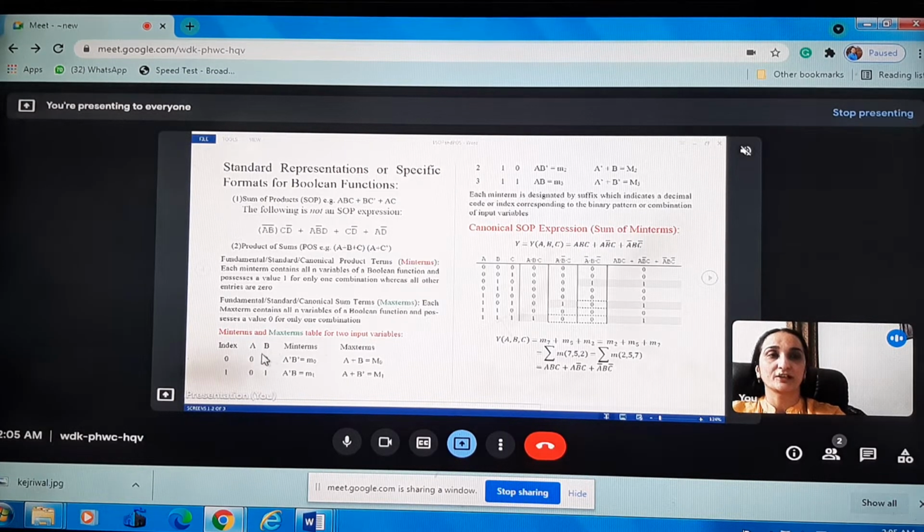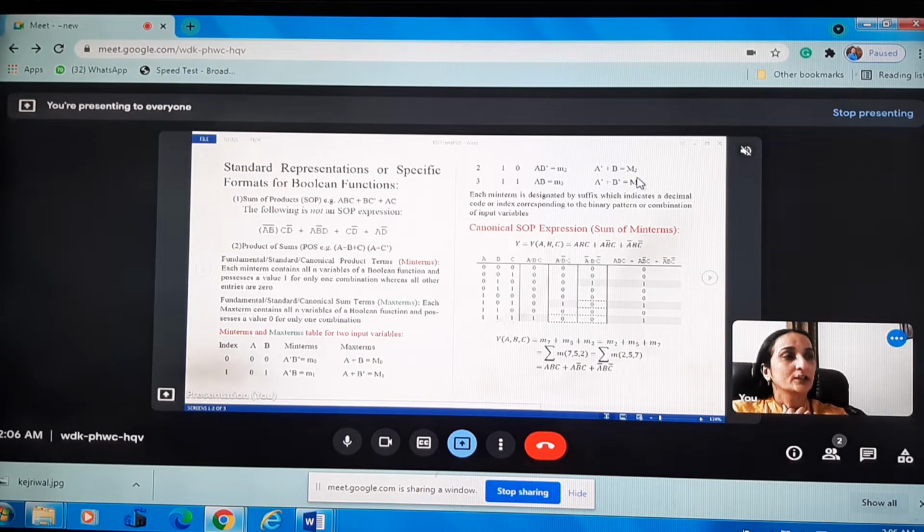This binary combination is equivalent to decimal 0. This binary combination is equivalent to decimal 1. This binary combination is equivalent to decimal 2. This binary combination is equivalent to decimal 3, so its index will be 3. Now these are the min terms. They are the product terms which contain all the variables. Since there are two variables, we can see all the variables are present in each min term. All the variables are present in each max term.